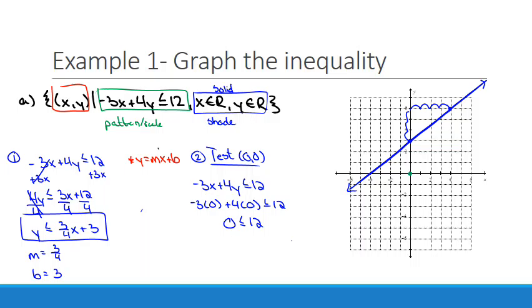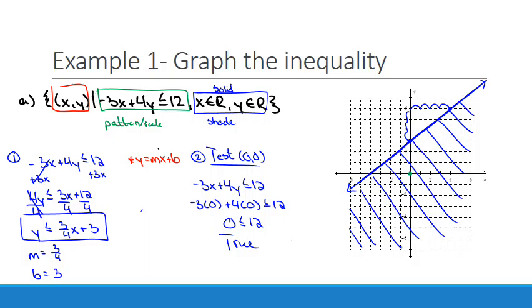Is 0 less than or equal to 12? It is. So this is a true statement, meaning that the origin is in the solution region, so I shade everywhere to the right of this line, like so. So now you can shade it however you want. I just like drawing lines perpendicular to this line I just drew, and that is how you graph an inequality.